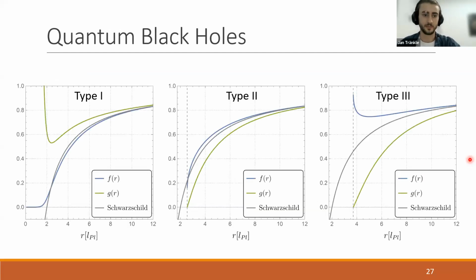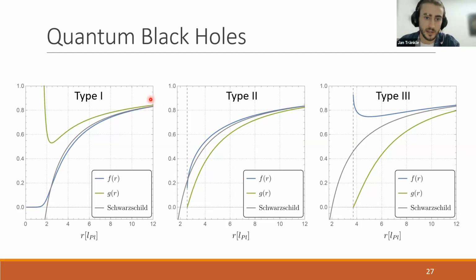And when we do this, we obtain three different types of solutions. So let me walk you through what you're seeing here. We have these functions plotted, f of r and g of r, against the radius. And for comparison, I'm also showing you the Schwarzschild metric element for mass equal 1 Planck mass.